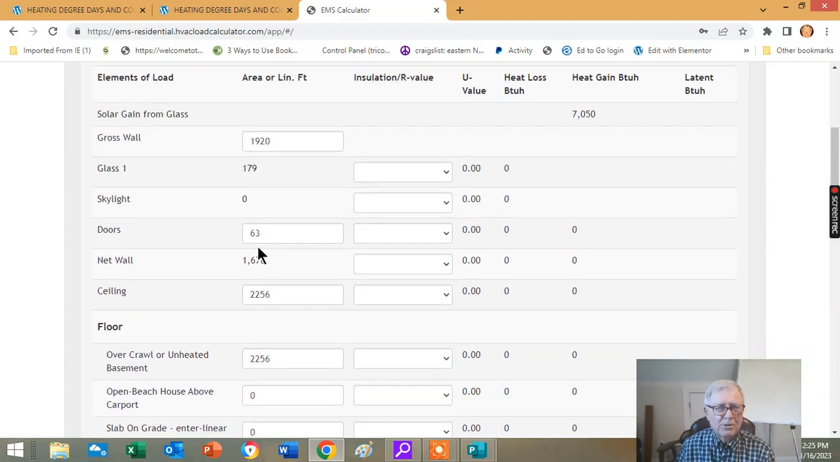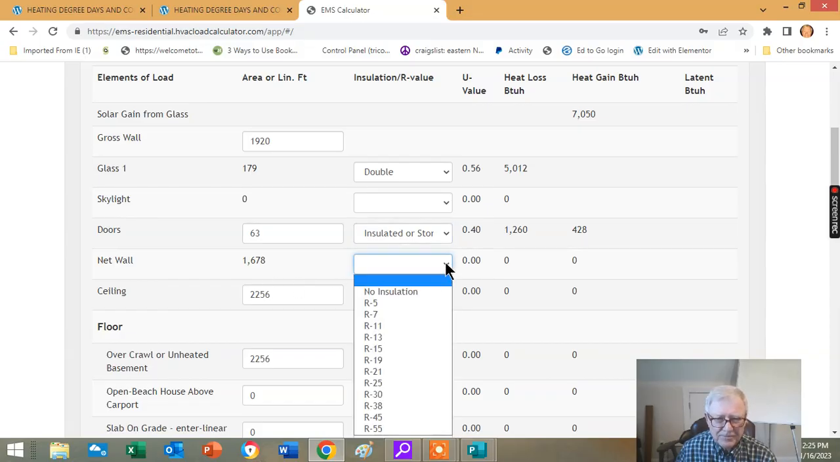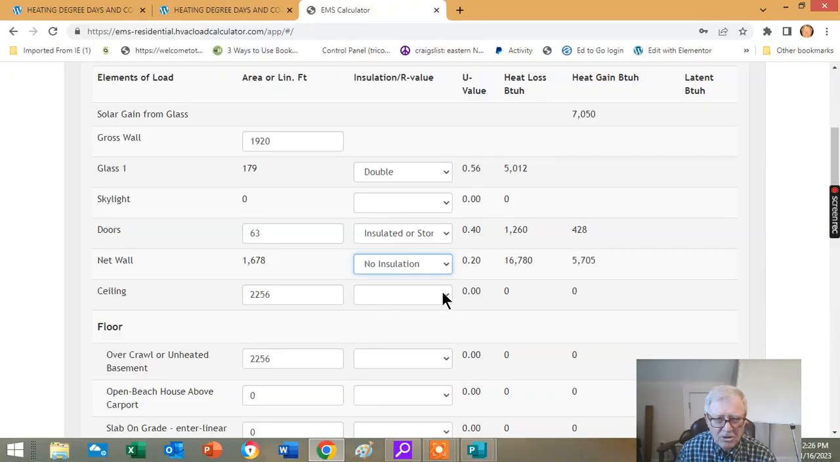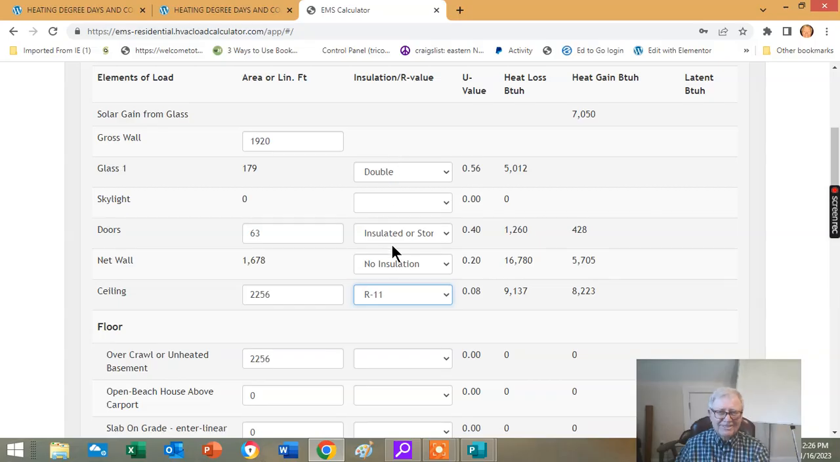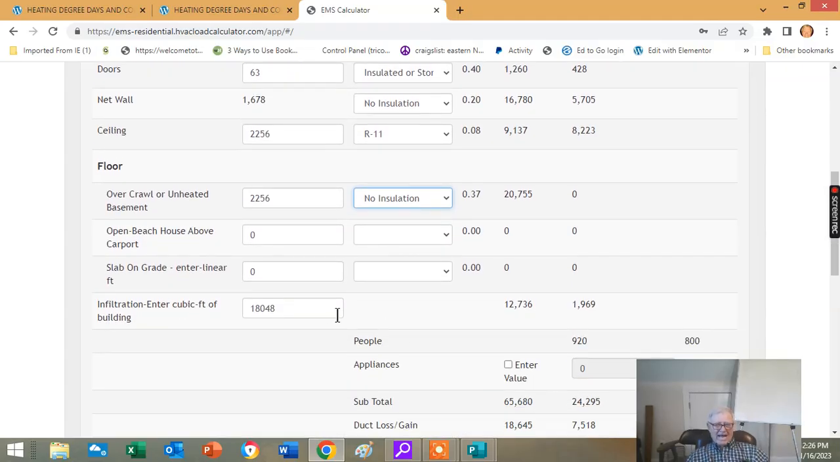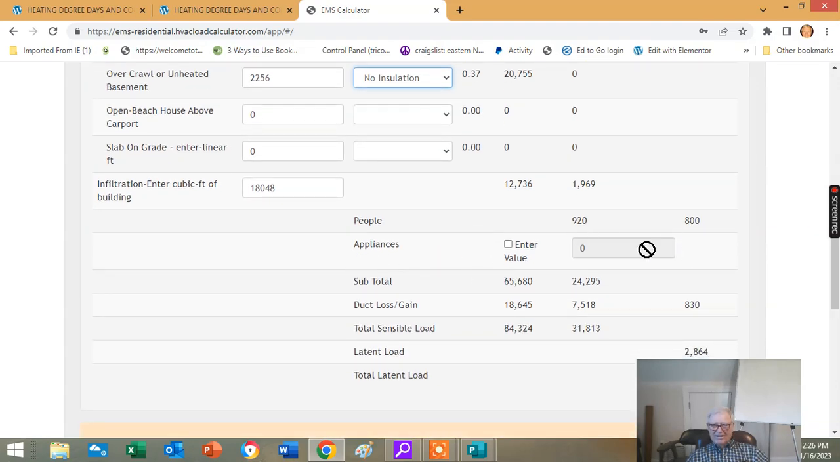All right, now we're going to go back and select some insulation. My glass is double. Doors, they put storm doors on it. The net wall, there's no insulation in the walls. The ceiling's got 3.5 inches of insulation in the attic, not much, which is R11. And there is no insulation in the floors. I think that's just about it. Got one other thing right here.